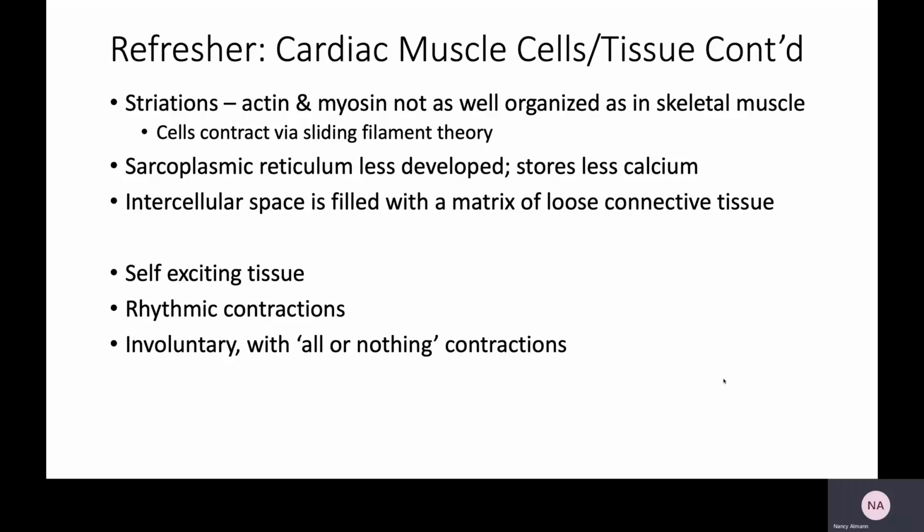Please remember, these cells are self-exciting, so it's self-exciting tissue. You're going to have rhythmic contractions, and they're going to be involuntary with all or nothing. Either the whole thing is going to contract or it will not contract.